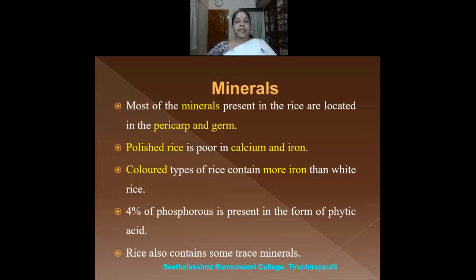Colored types of rice, that is the brown rice and the red rice, they contain more iron when compared with the white rice. 4% of phosphorus is present in the form of phytic acid. Calcium is present in rice. Iron is also present. A small amount is present. And it has 4% phosphorus. Rice also contains some trace minerals.